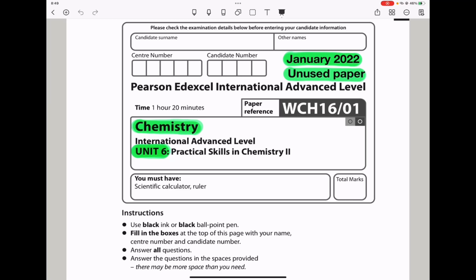Today we're doing the Pearson Edexcel International A-Level Chemistry Unit 6 for January 2022. This is the unused paper, so let's begin with question 1.